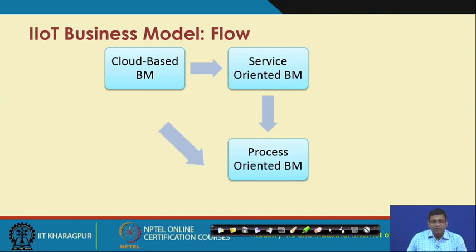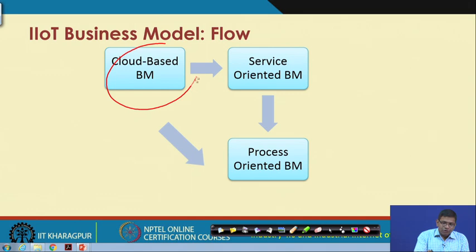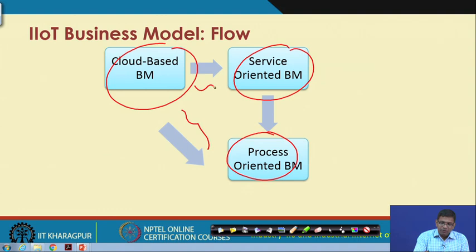So, we talked about the cloud based business model, the service oriented business model, and the process oriented business model. All these three we have individually talked about, but as we can see over here, there are interlinks between these different business models. So, there is interdependency between these business models. In other words, they do not work in isolation, they are all interdependent, right. So, this is something that we have to keep in mind while choosing the right business model for the IIoT scenario that we talk about.